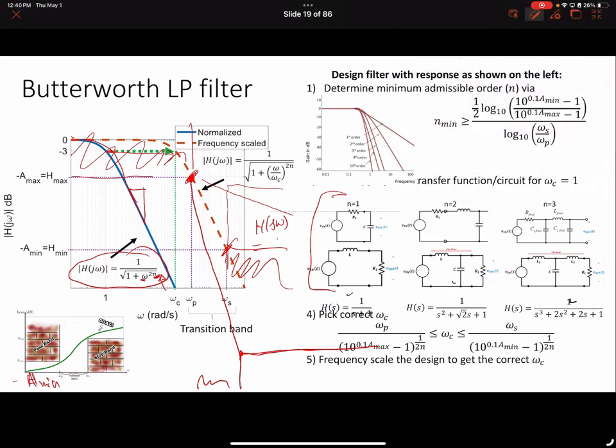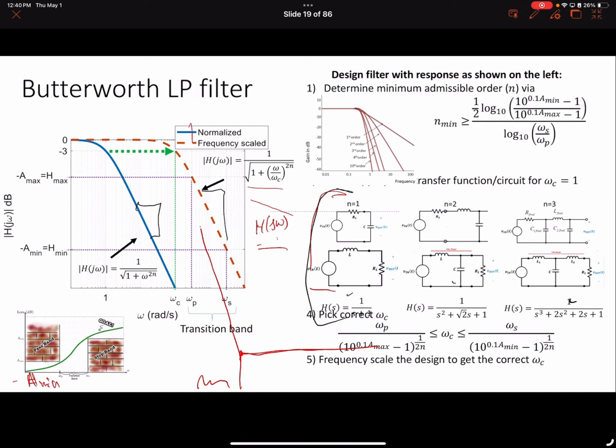So the blue line is the normalized circuit that I chose that has the correct slope in this figure. If you notice, these two have the same slope. So that's the response of one of these circuits, which are all normalized so that their cutoff occurs at 1. And then to design it, I just have to frequency scale this blue circuit so that my cutoff now sits at omega c. How do I make my cutoff sit at omega c?